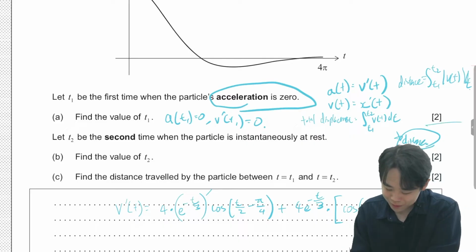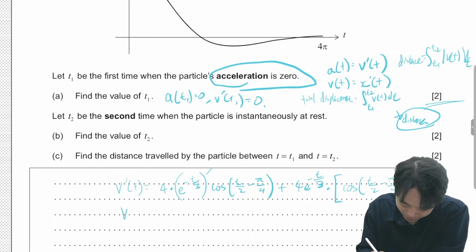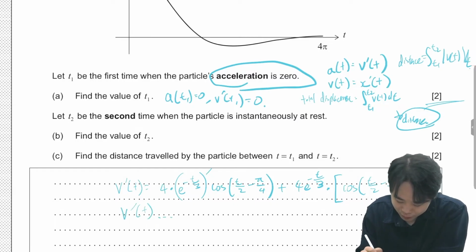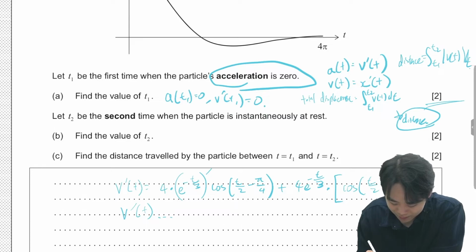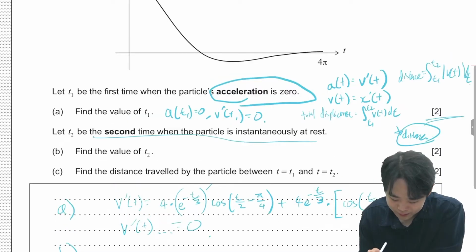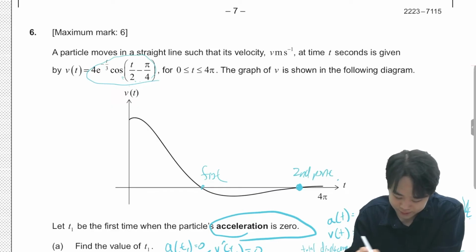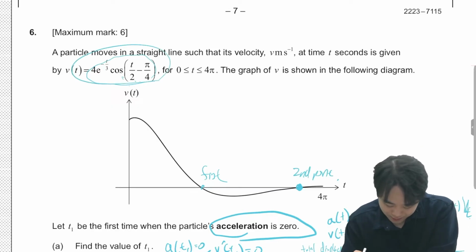But since it's only worth 2 points, I would just go over to the calculator to find a graph for v prime(t) and try to look for when this becomes 0. Okay? So that's part A. Part B is the second time when the particle is at rest. So that's basically this point. This is the first point. This is the second point where the particle is at rest. So it might help to graph this out.